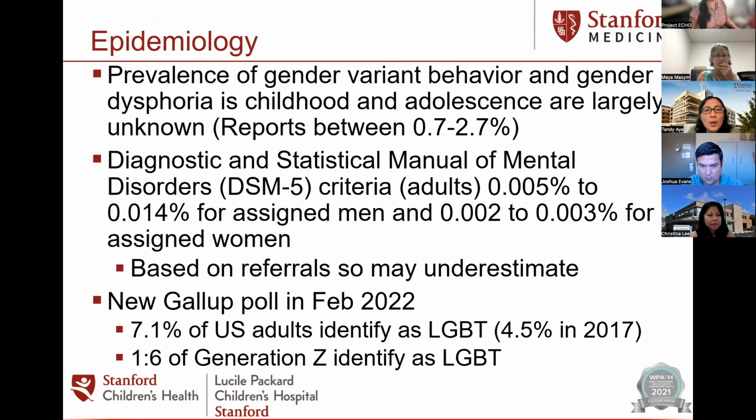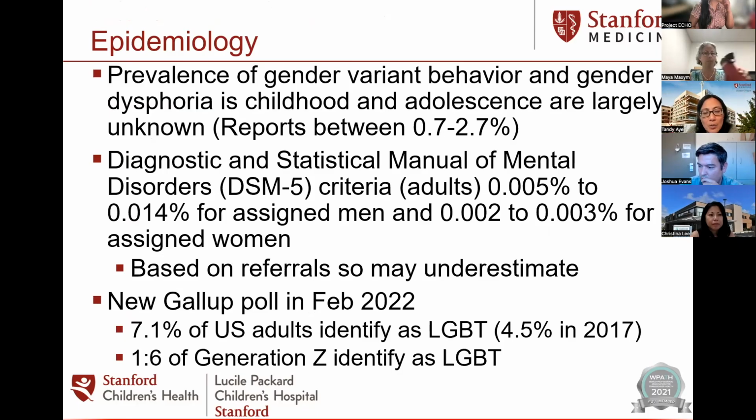So we know that the prevalence is between about 0.7 to 2.7. But when you go back and look at DSM-5 codes, the numbers are really small. So people say it's just a pandemic, an epidemic. It's just increasing. What's going on?